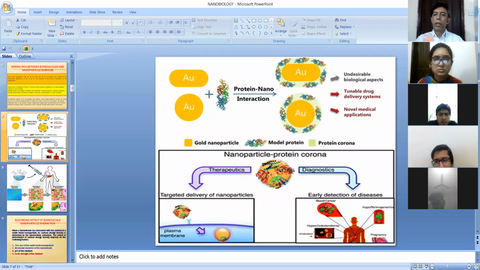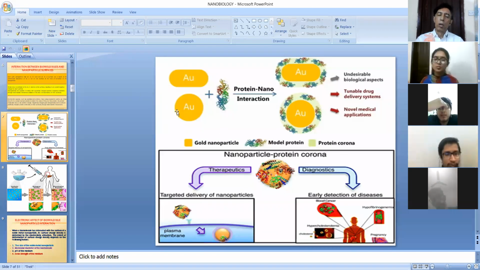Now, it can be used in the diagnostic labs for early detection of diseases, and it can be used in therapeutics for the targeted delivery of nanoparticles. How they can be used, we will see later. But this is the process of making a gold or any nanoparticle with a biological molecule to form a nanobiomaterial.